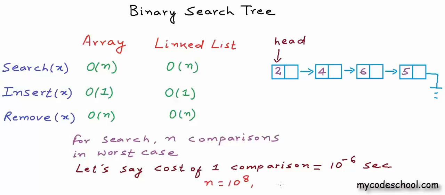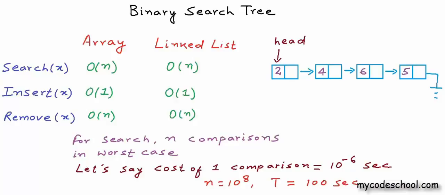Okay, so if we are saying that the cost of one comparison is 10 to the power minus 6 seconds, and n is 100 million, the time taken will be 100 seconds. 100 seconds for a search is not reasonable, and search may be a frequently performed operation. Can we do something better? Can we do better than big O of n?